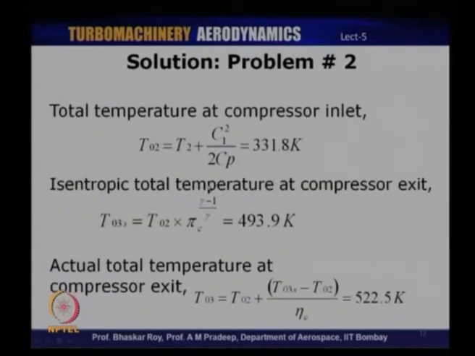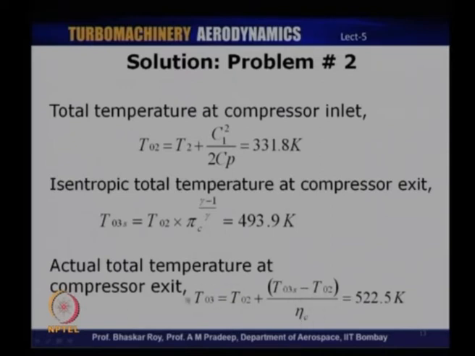Total temperature rise: we need to find the total temperature rise across the compressor, for which we will first find the total temperature at the compressor inlet, which is the static temperature plus C1 squared by 2 C_P, and that comes out to be 331.8 Kelvin. The isentropic total temperature at the compressor exit, T03s, is equal to T02 multiplied by pi_c raised to (gamma minus 1) by gamma. This is 493.9 Kelvin. Therefore, the actual temperature at the compressor exit will be equal to T02 plus the difference between this and T02 divided by efficiency, that is, T03s minus T02 by eta_c.